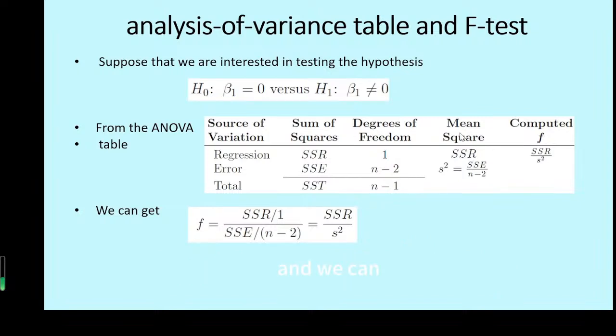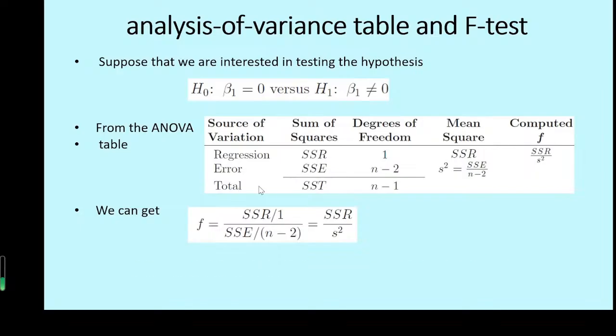And we can form a null hypothesis that beta 1 is 0. Beta 1 is 0 means this model does not exist. Actually, there is no explanatory power of the x variable for the y dependent variable. So this is the null hypothesis, against the alternative hypothesis, beta 1 not equal to 0.